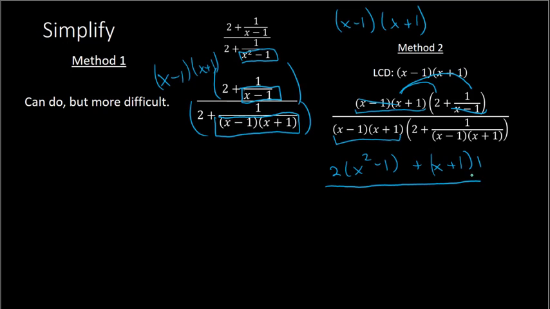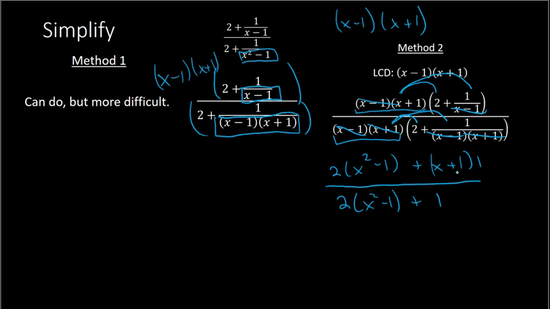The denominator, same thing. We have x minus 1 times x plus 1 multiplied by 2 again. So again, x minus 1 times x plus 1 is x squared minus 1. So we have the 2 times x squared minus 1. And then plus, when you distribute to the second term over here, x minus 1 and x plus 1 would cancel with the entire denominator down there. And that leaves us with just the 1.